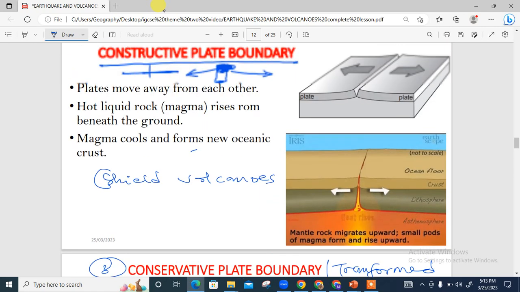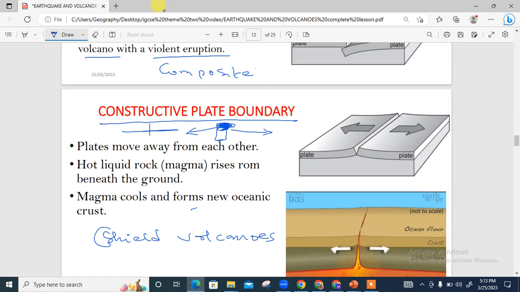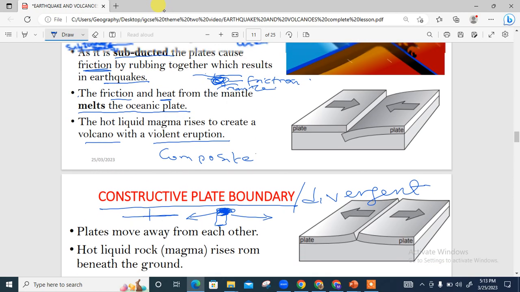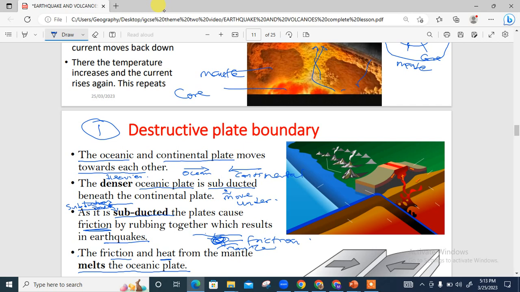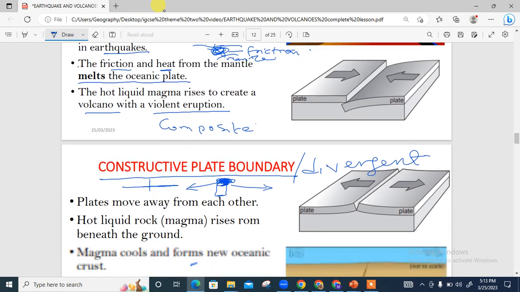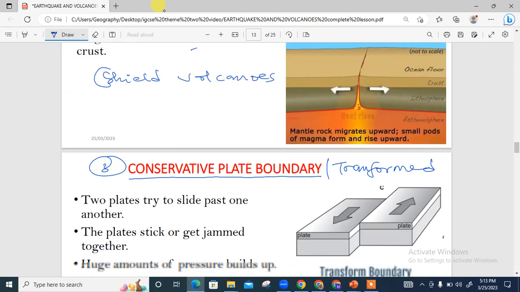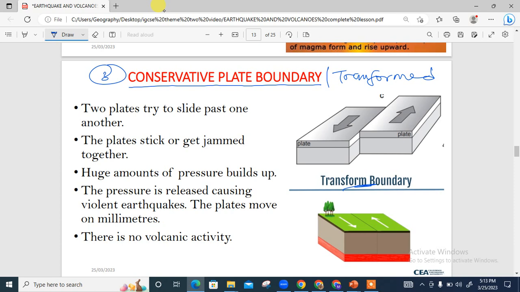Another way you can call constructive plate is the divergent plate boundary. And destructive plate can also be called the convergent plate boundary. Please just take note of that in case they use a different keyword. You should know what that means. Now, in transform plate boundary, as you can see here, using these arrows, you can tell that two plates try to slide past each other. So they are moving side by side each other.